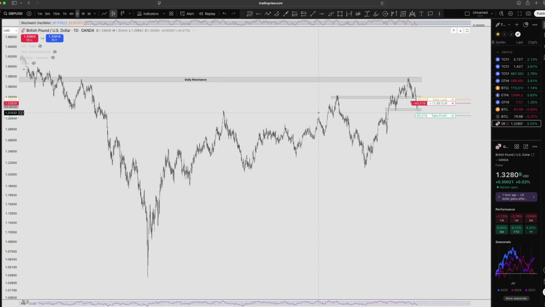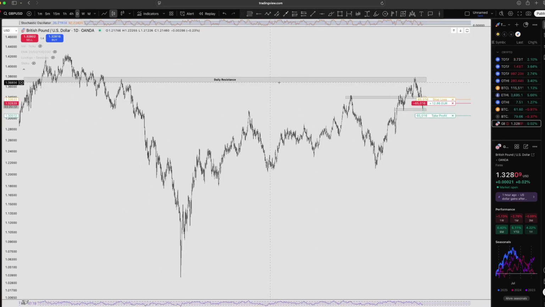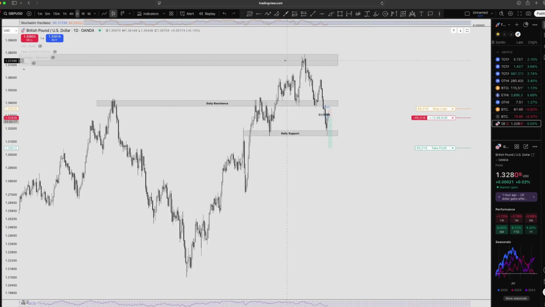In the daily time frame, we can see that there's a daily resistance here, which we've touched once and the price dropped. We've also formed a head and shoulders pattern in the daily time frame, which was quite strong and has broken out, confirming the pattern. And we also have another daily resistance here, as well as a daily support here.